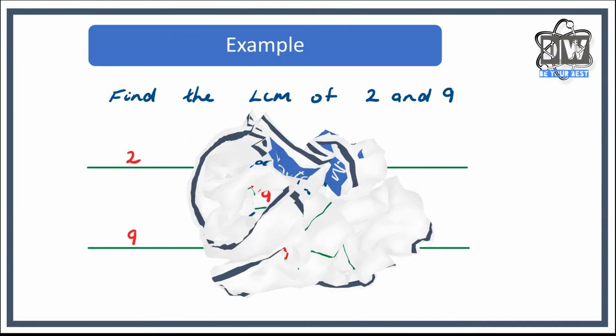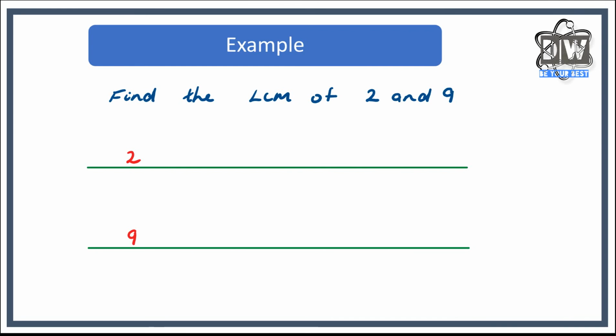So now what I want you to do is give this next one a go yourself. Pause the video, give this a go, come back and see if you've got it right. Start with 2, write the multiples of 2 out, and then go to 9.